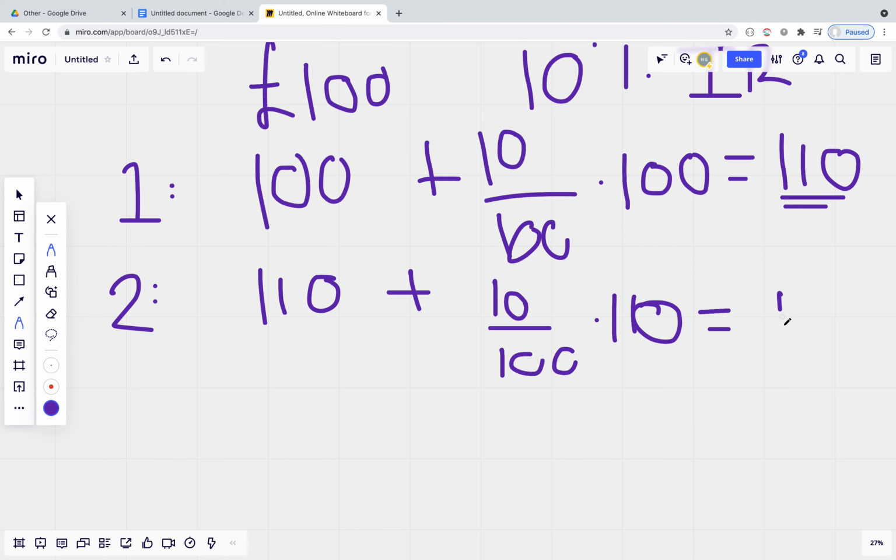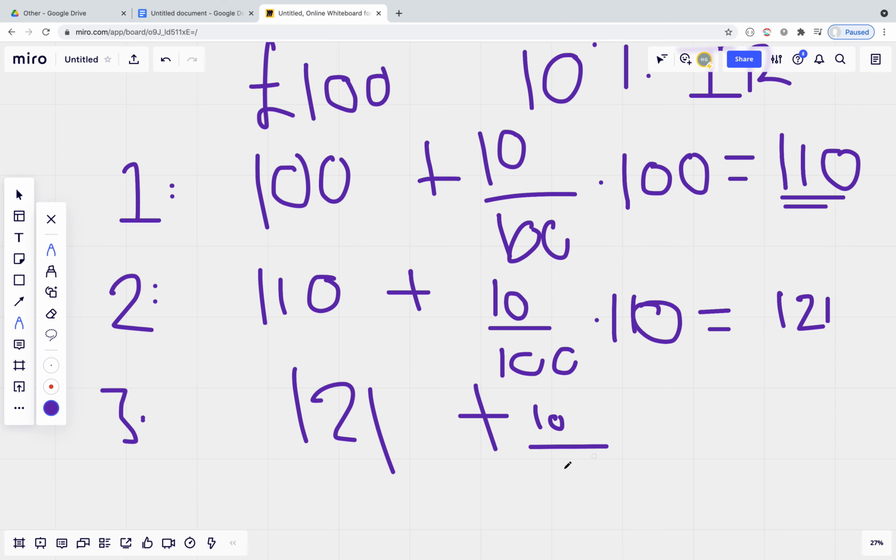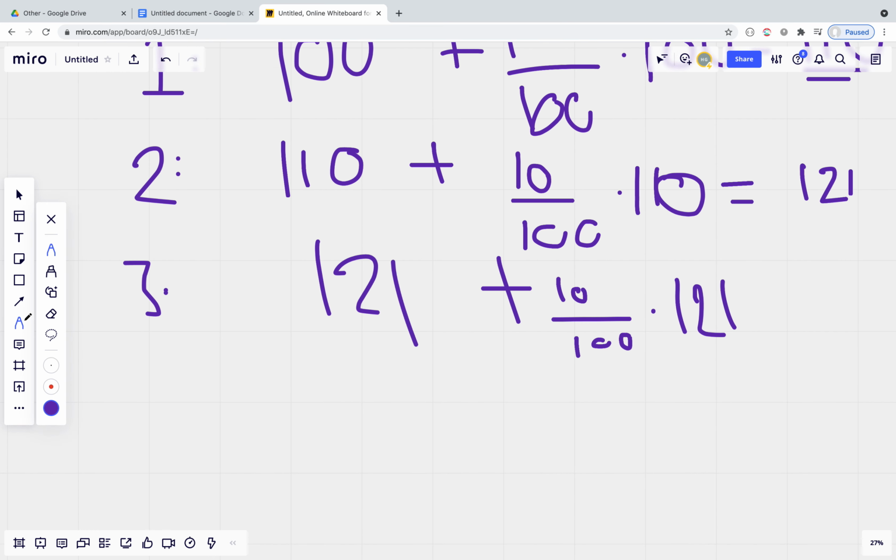121, okay? In year 3 then, it's £121 is what you owe me, plus 10% of that £121, okay? So that's basically compound interest. You're adding interest onto your interest. Now, I'd like to generalize. I'd like to create a formula for this.